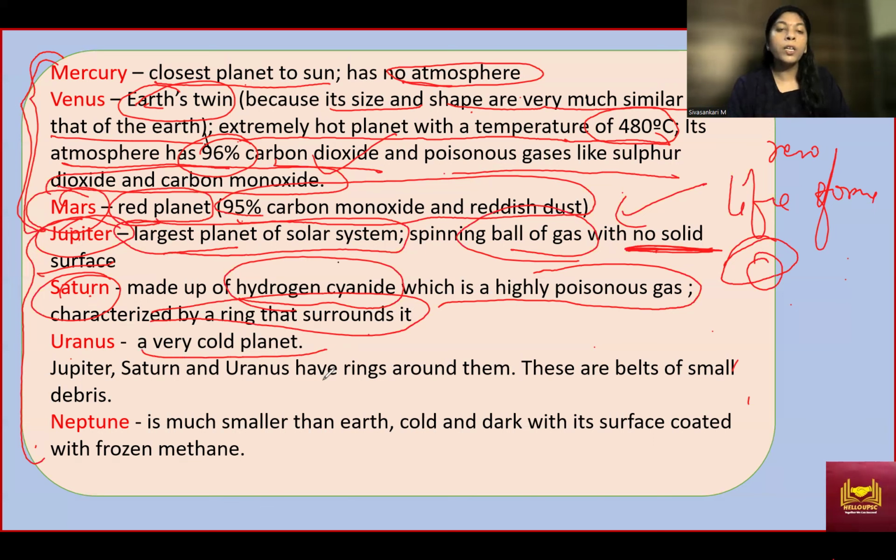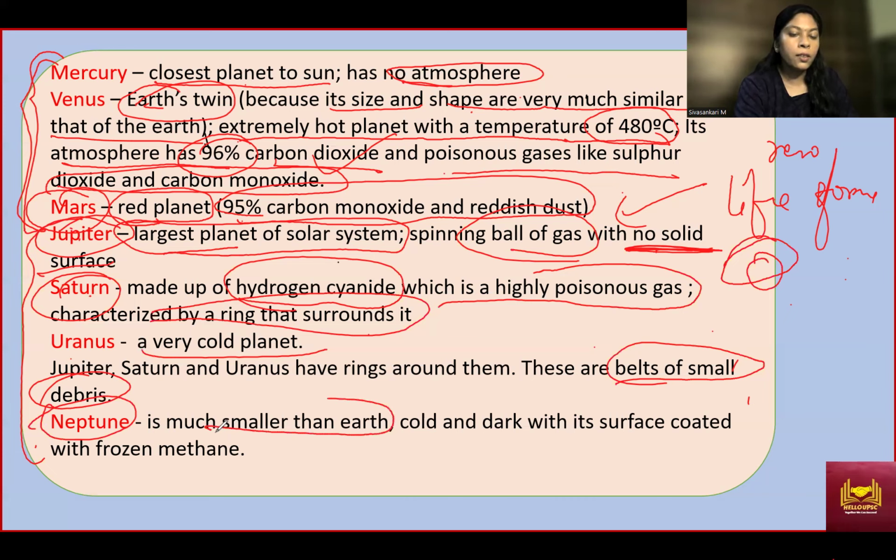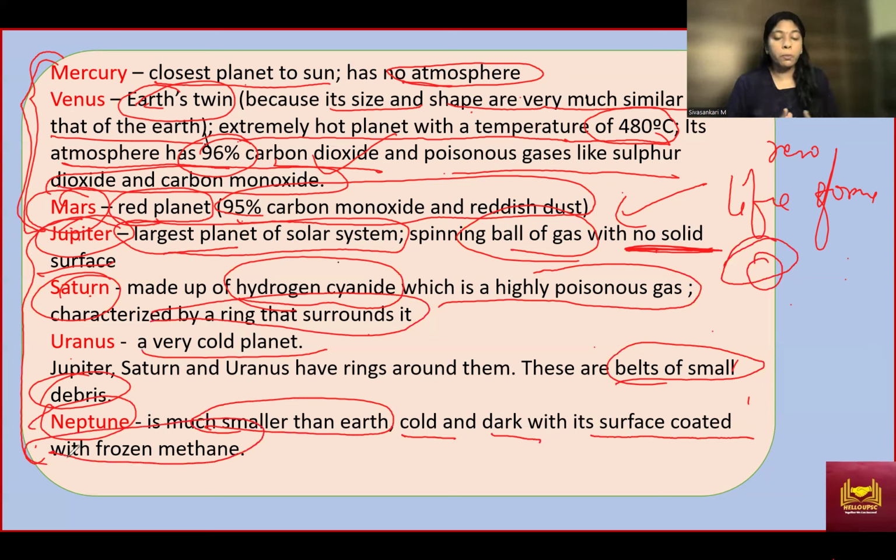The rings, what are they made of? They are made of small debris. Dust, broken pieces. That is the ring. Then the last one is Neptune. It's much smaller than Earth. Very small, cold, dark, with its surface coated with frozen methane. Its surface has frozen methane.